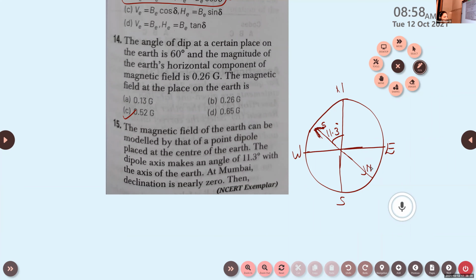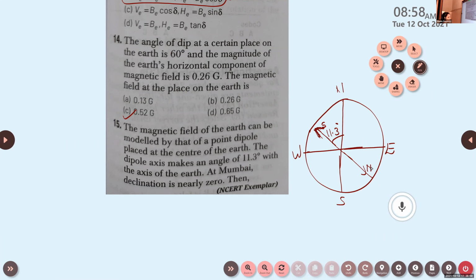The angle between the geographic axis and the magnetic axis, between geographical north and the magnetic dipole, is known as the angle of declination. It is 11.3 degrees. The magnetic field of the Earth can be modeled by a point dipole placed at the center of the Earth. The dipole axis makes an angle of 11.3 degrees with the axis of the Earth.